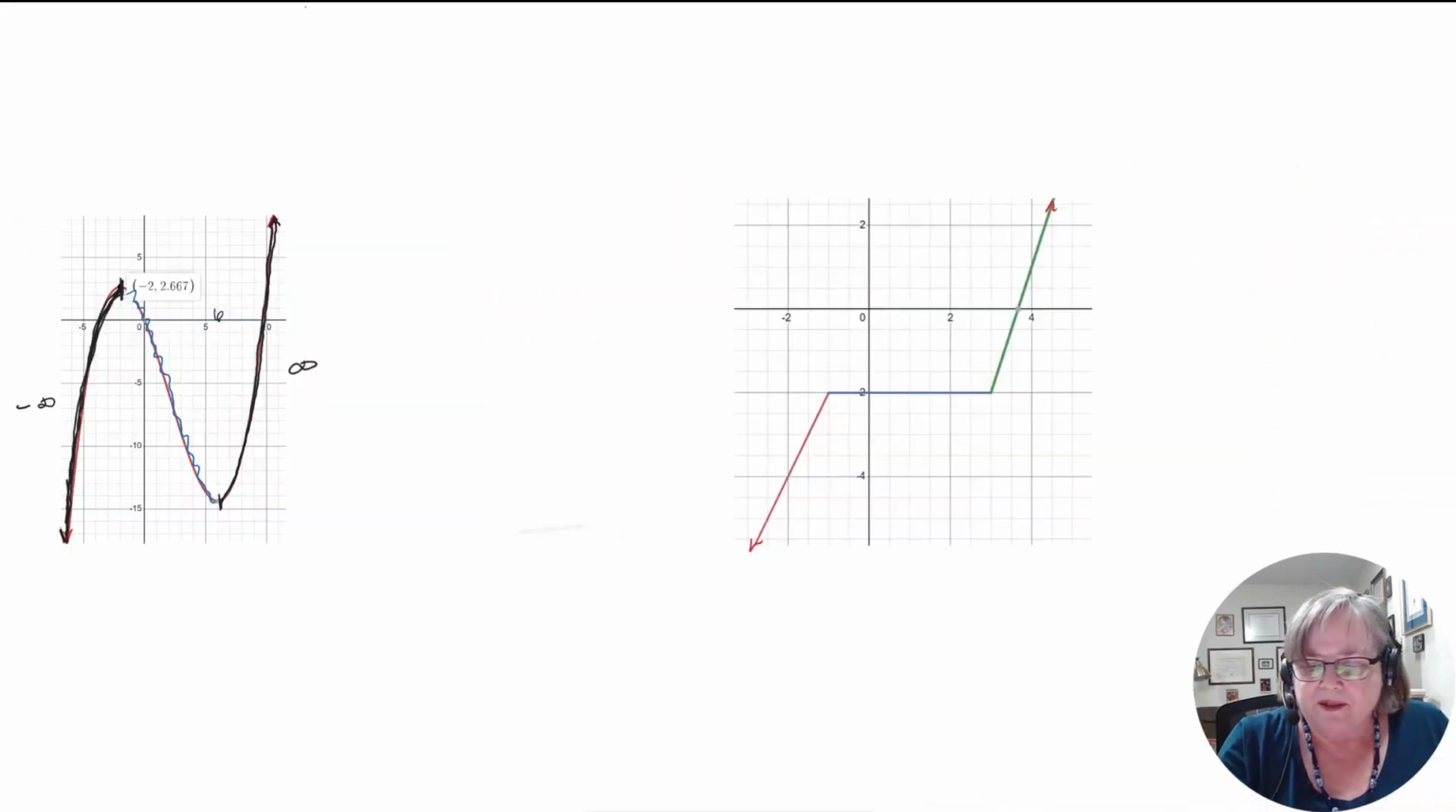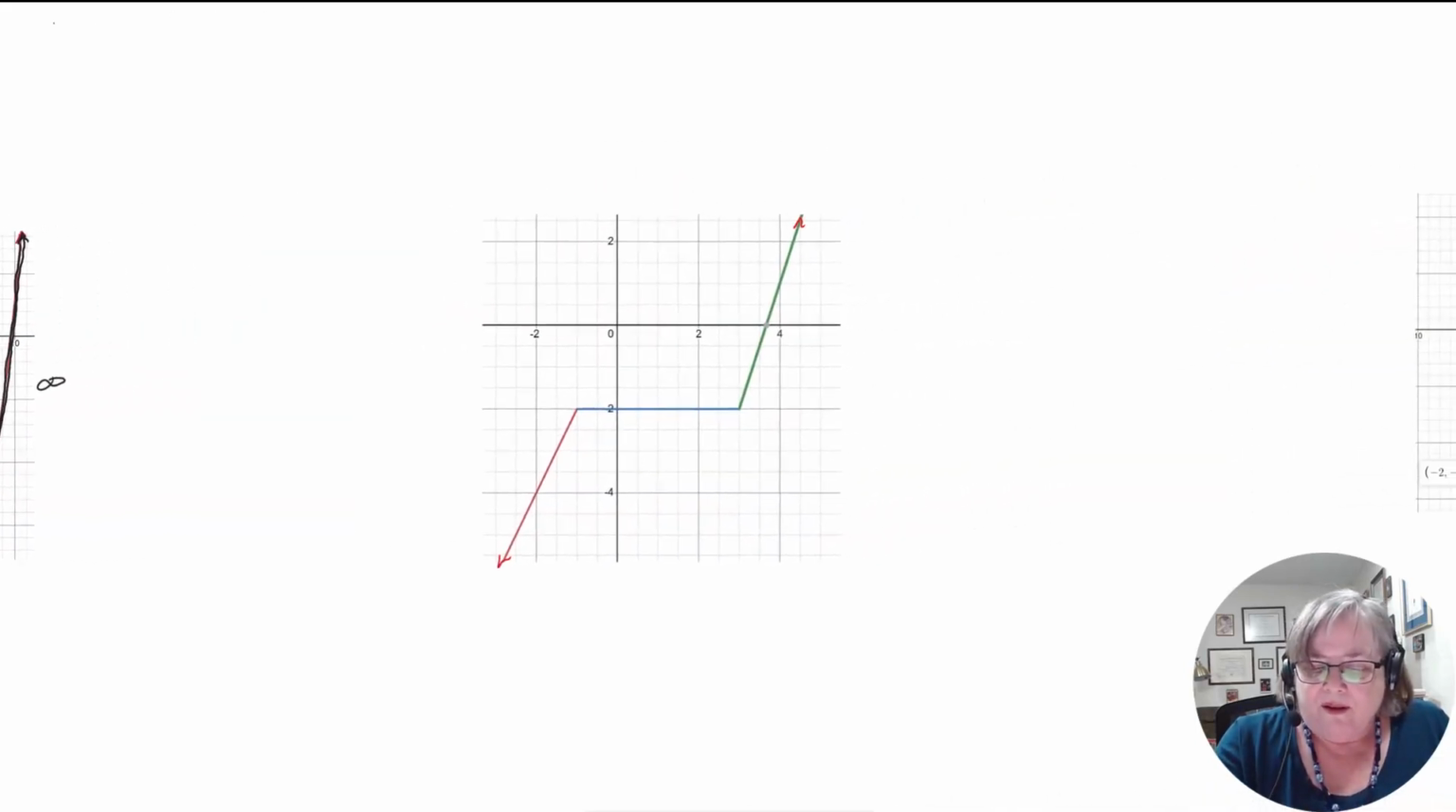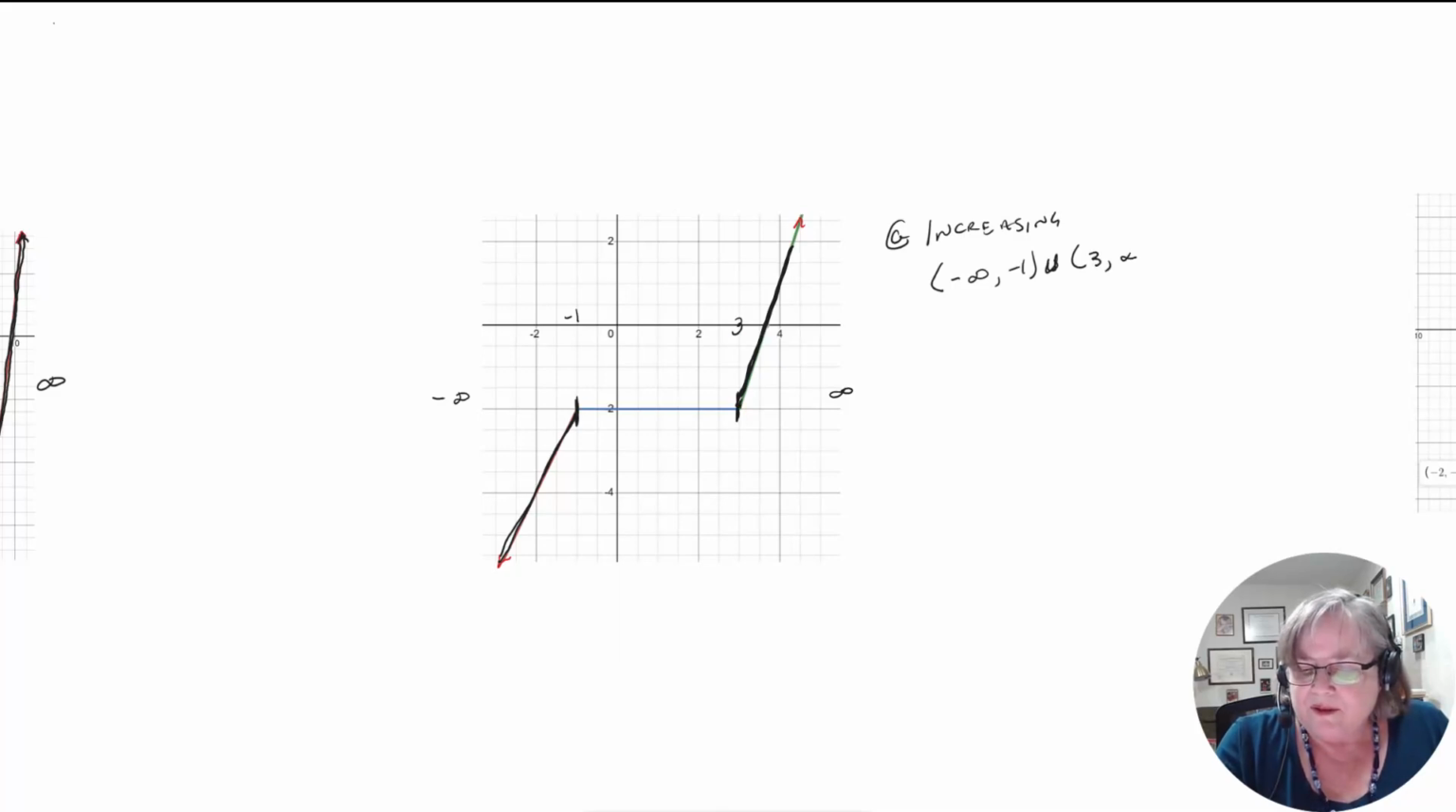All right. Let's look at this one. Is it a function? Sure. Okay. Is it increasing anywhere? Yes, it's increasing here. And it's increasing here. So it's increasing. Remember, we're going to go left to right. So we start at negative infinity. Up until here, it's increasing. So that looks like negative 1 for the x value. So we're going to say negative 1. And then this part right here, which is 3, to positive infinity.